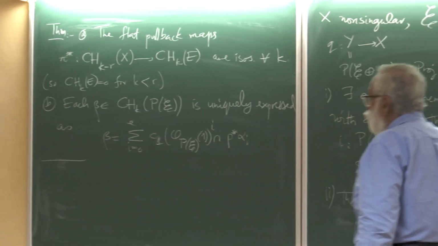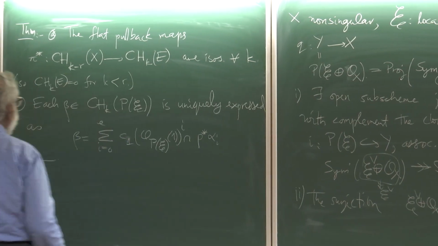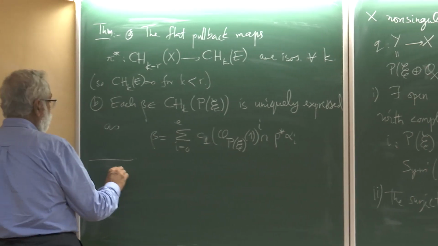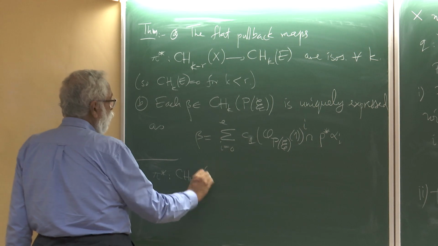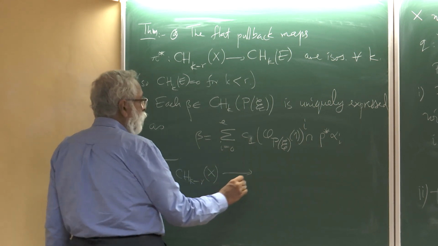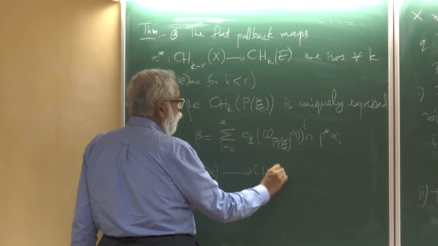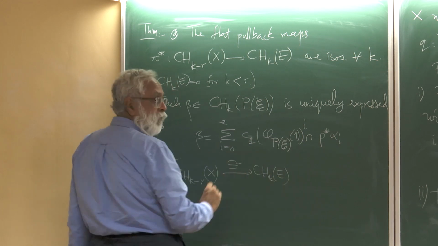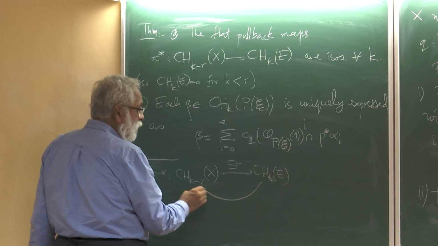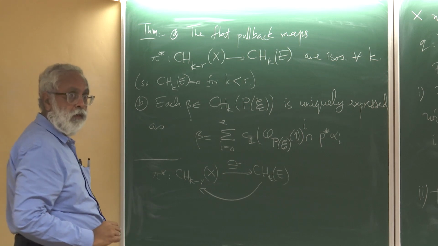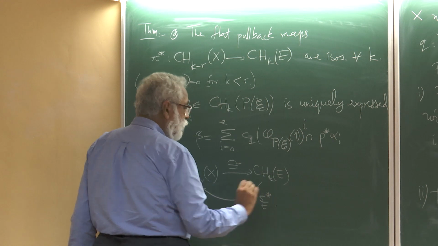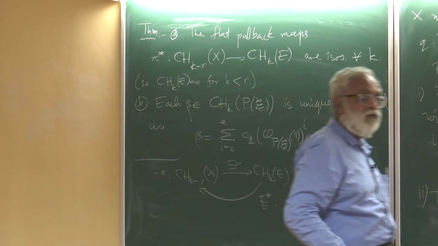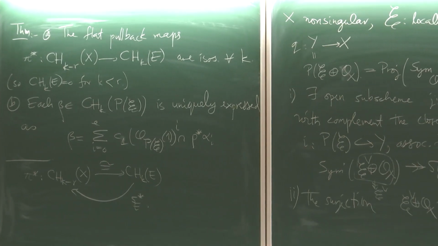Okay. So as part of this, I get therefore that π upper star from Chow k minus r of X to Chow k of E is an isomorphism. So there is an inverse isomorphism. This inverse isomorphism I just call S_E upper star. That's the definition for me. S_E upper star is the inverse of the natural isomorphism coming from homotopy invariance.